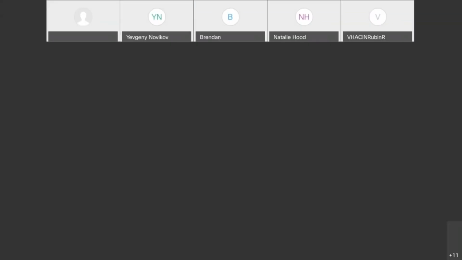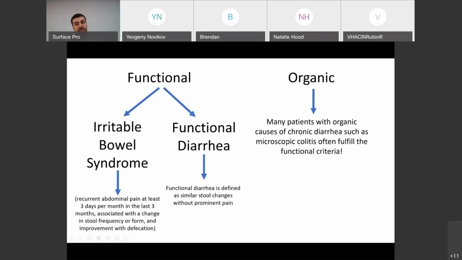...really mean they do not have an organic cause for their diarrhea. So a lot of the times people with microscopic colitis will look like functional diarrhea patients and or irritable bowel syndrome patients. So you don't want to miss the organic people in the huge wave of people who are functional.